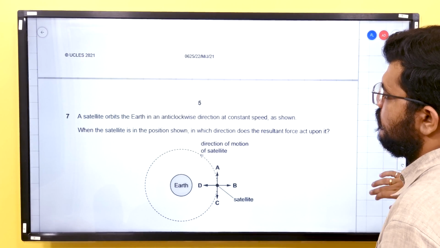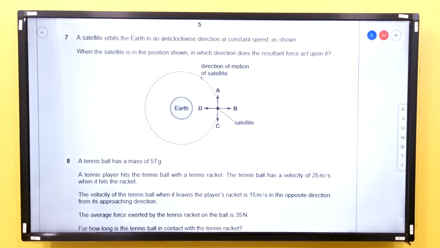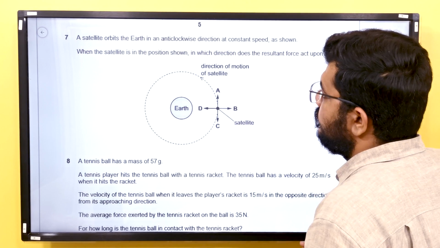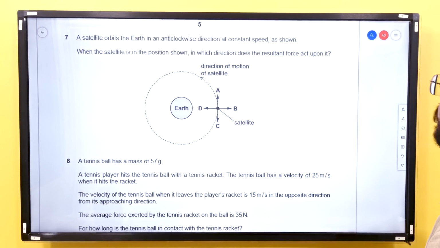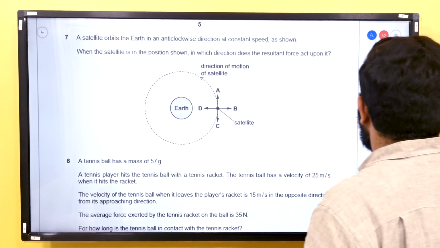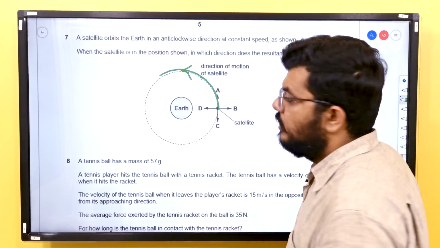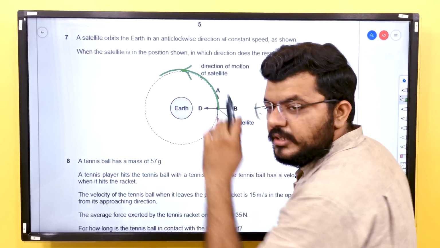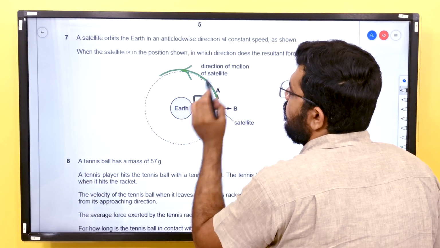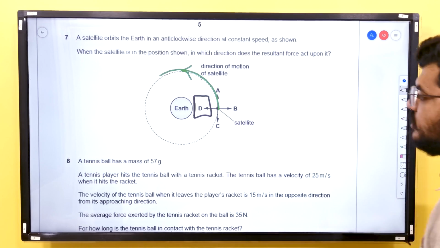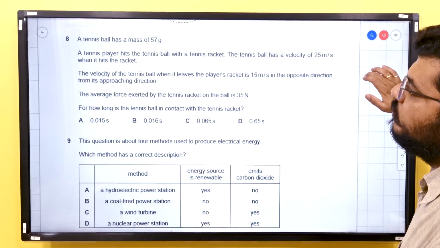Okay, question number 7. A satellite orbits the Earth in an anti-clockwise direction at a constant speed as shown. When the satellite is in the position shown, in which direction does the resultant force act upon it? See, after this point, the satellite is going to continue this circular motion, right? So displacement is in the direction of resultant force. From that, I can say that D is the direction of resultant force. What is this resultant force? It is centripetal force, center seeking force.